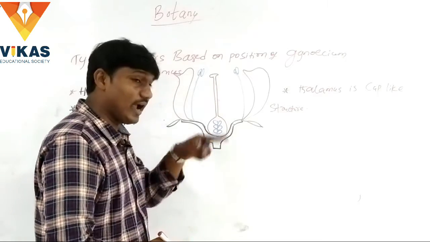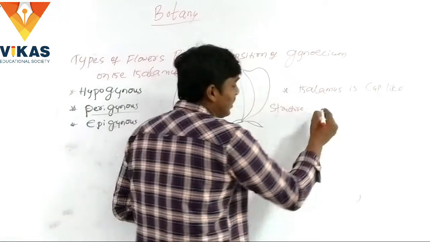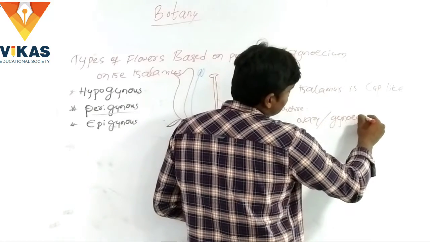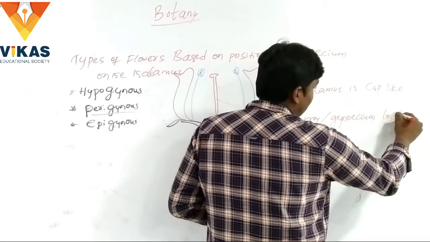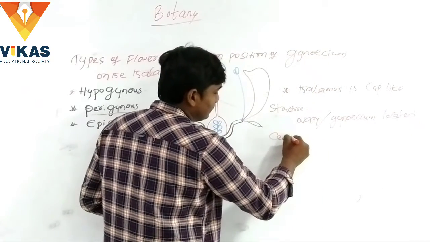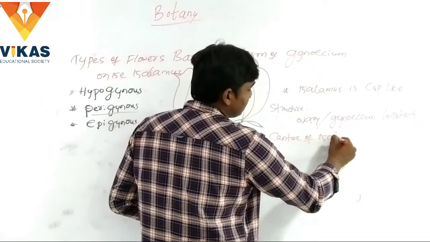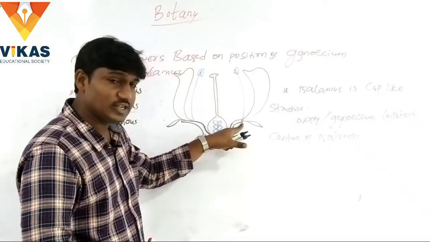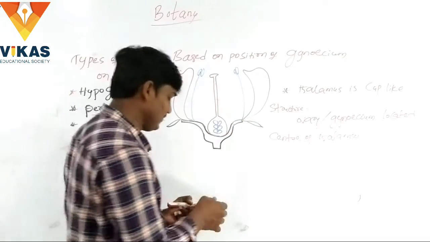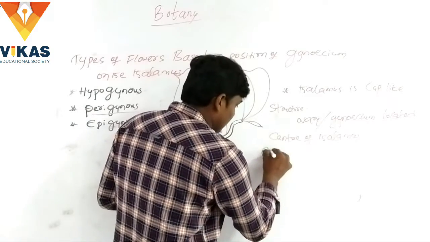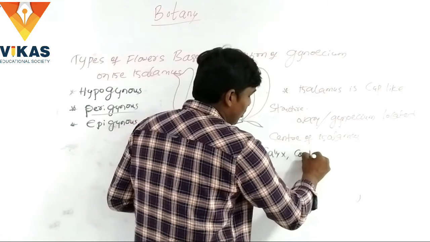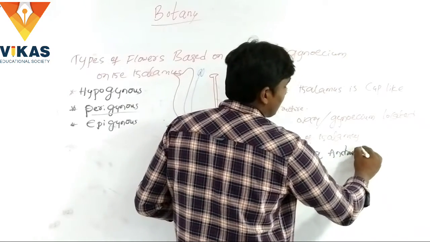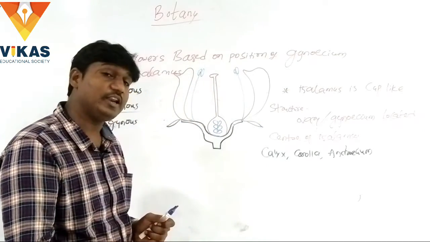The ovary or gynoecium is located at the center of the thalamus, whereas other parts like calyx, corolla, and androecium arise from the rim of the thalamus.